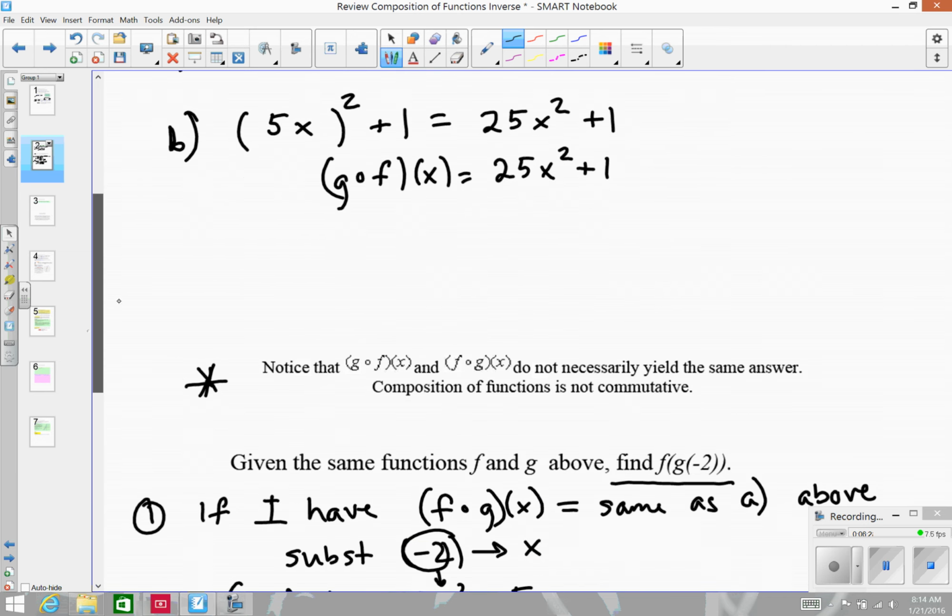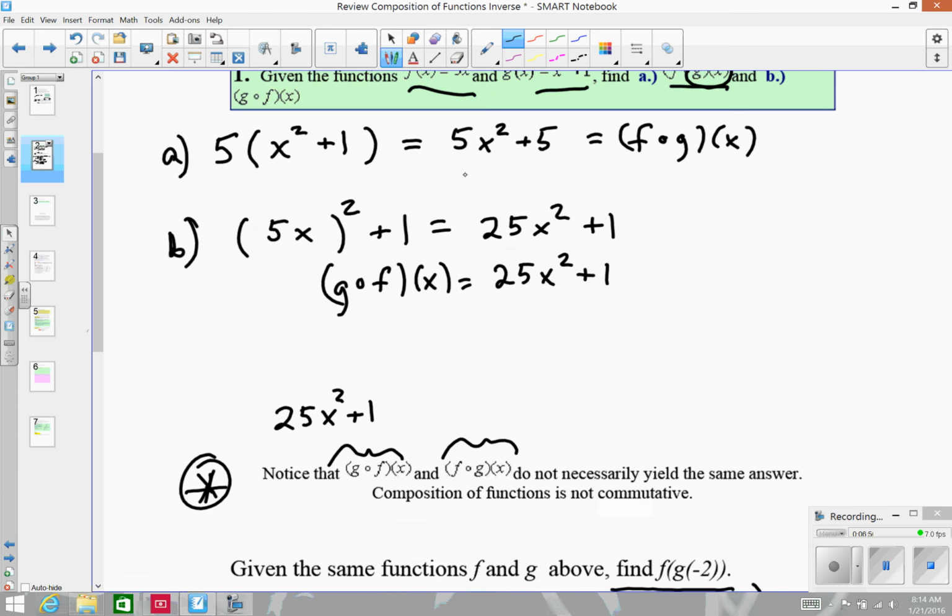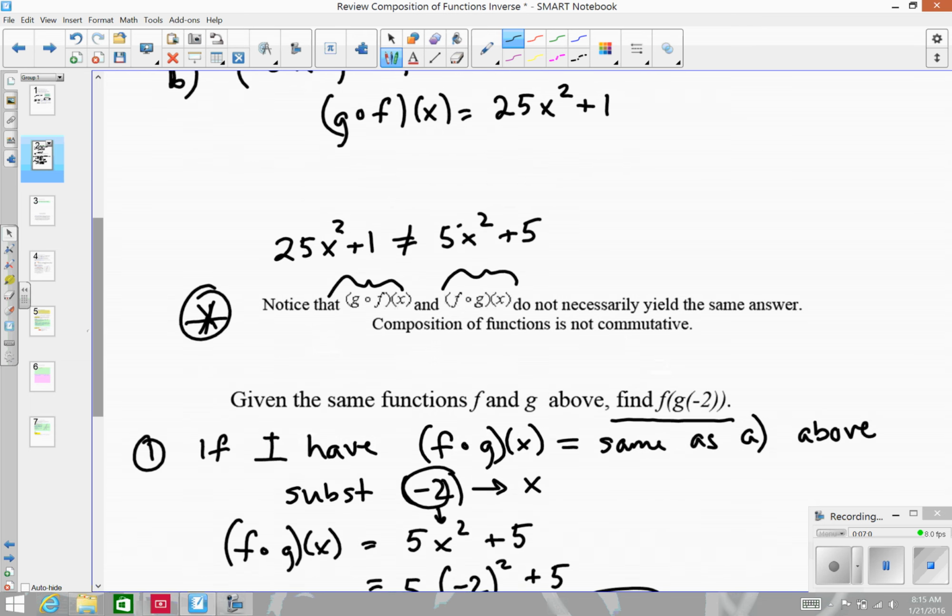And I want to bring you back up to this note over here. In this example 1, when we found f of g of x and g of f of x, we found these, and I'm going to fill in right above. G of f of x was equal to 25x squared plus 1. F of g of x, if you remember from part A above here, is equal to 5x squared plus 5. Not the same. So what this tells us is they do not always give us the same answer, so this is not a commutative property.